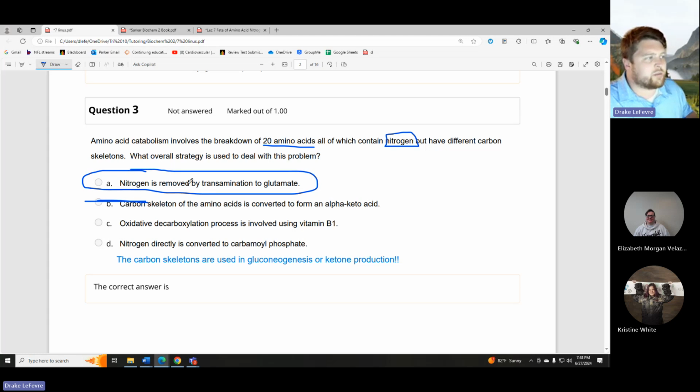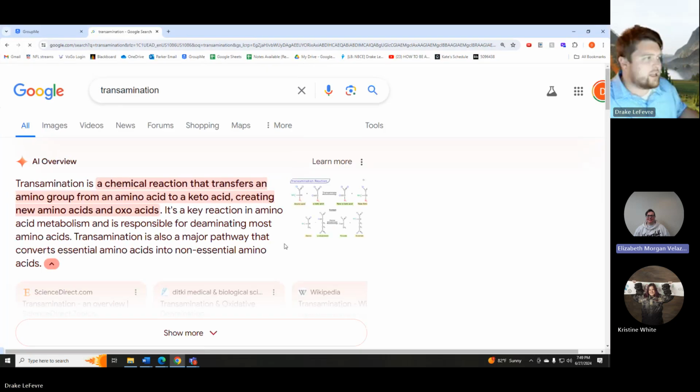That the nitrogen is removed by transamination to glutamate. There's another word that we've used before, transamination. Do you remember that word at all? Kind of those transferase type enzymes. So transamination. I remember that we've talked about it, but I don't really remember it.